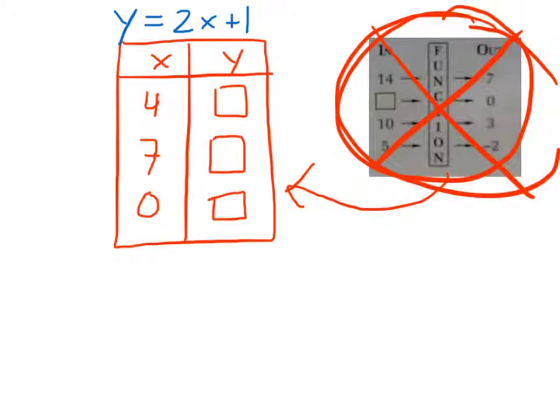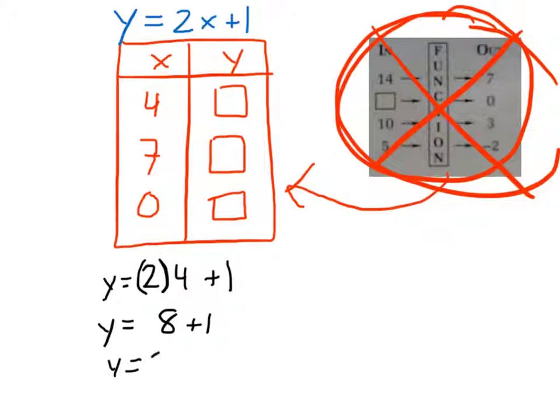Let's plug in the 4. So y will equal 2 times 4 plus 1. So we do 2 times 4, that's 8. Plus 1 is y, so y will equal 9. So we can go up here and say that's a 9. If I put in a 4, out comes a 9.